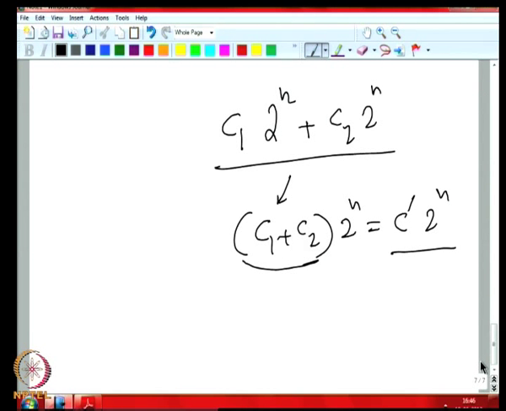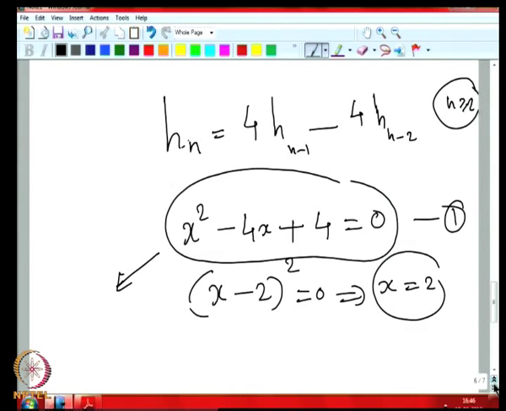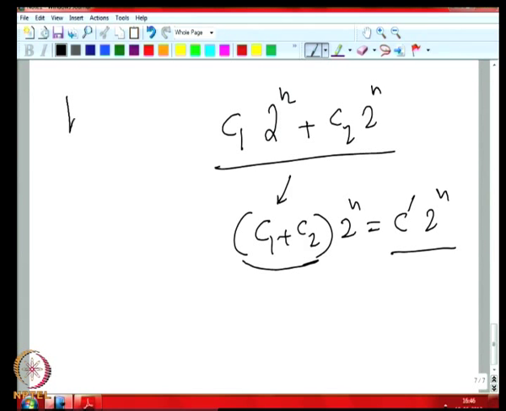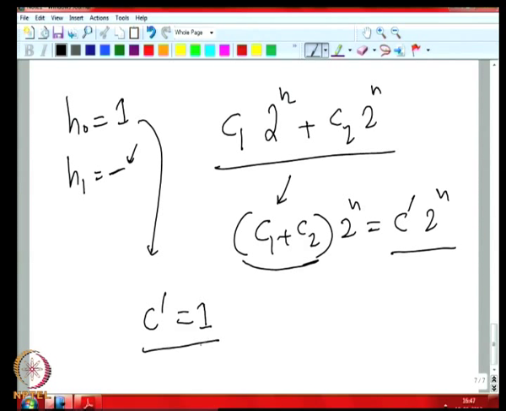So, why will it not help? Because we have two initial conditions, h0 and h1, right. Let us say h0 is equal to 1 and h1 is equal to something. We will decide this something so that we will not get the answer. So put h0 is equal to 1, put n equal to 0. This gives us c dash into 2 raised to 0 is equal to 1, c dash equal to 1, right.